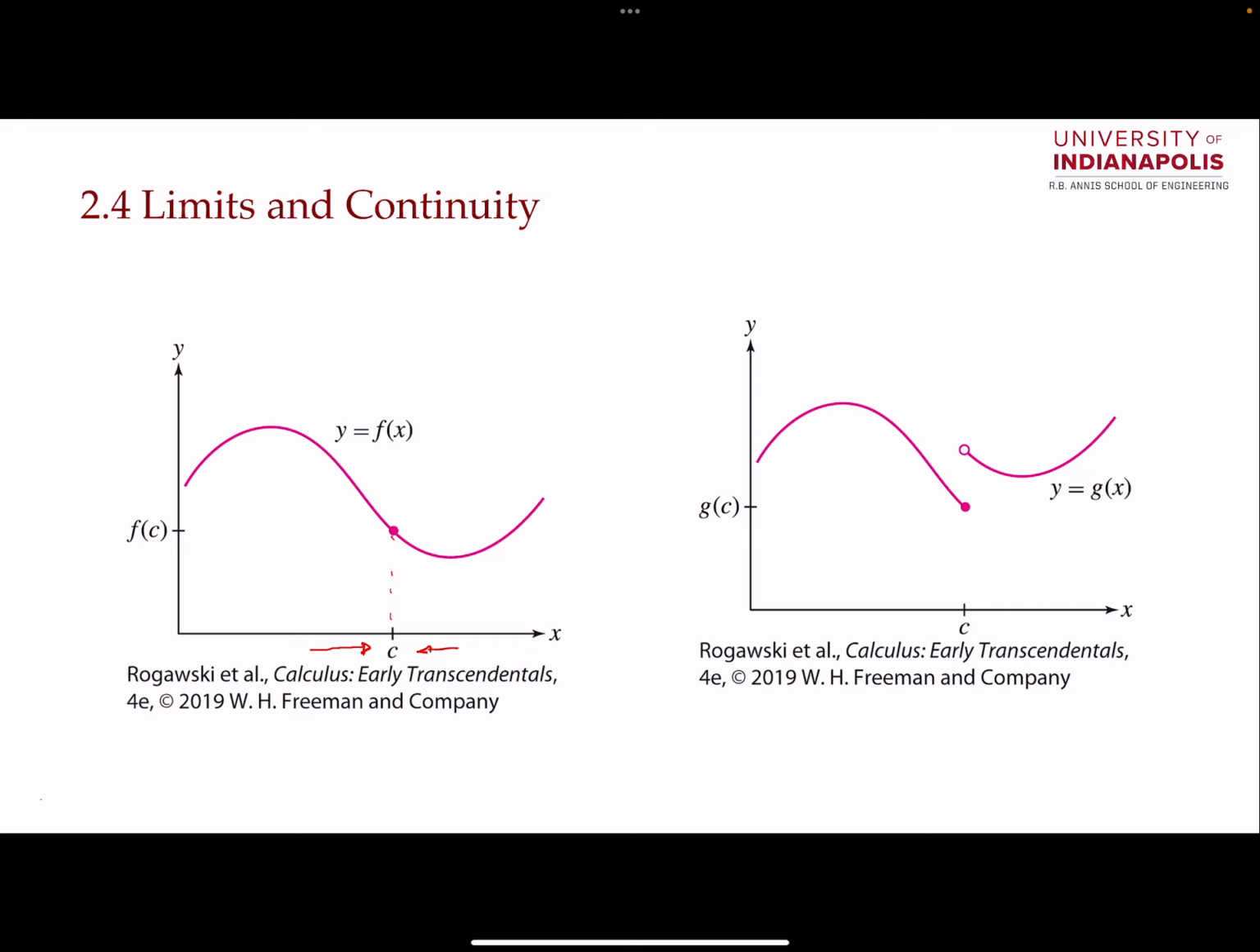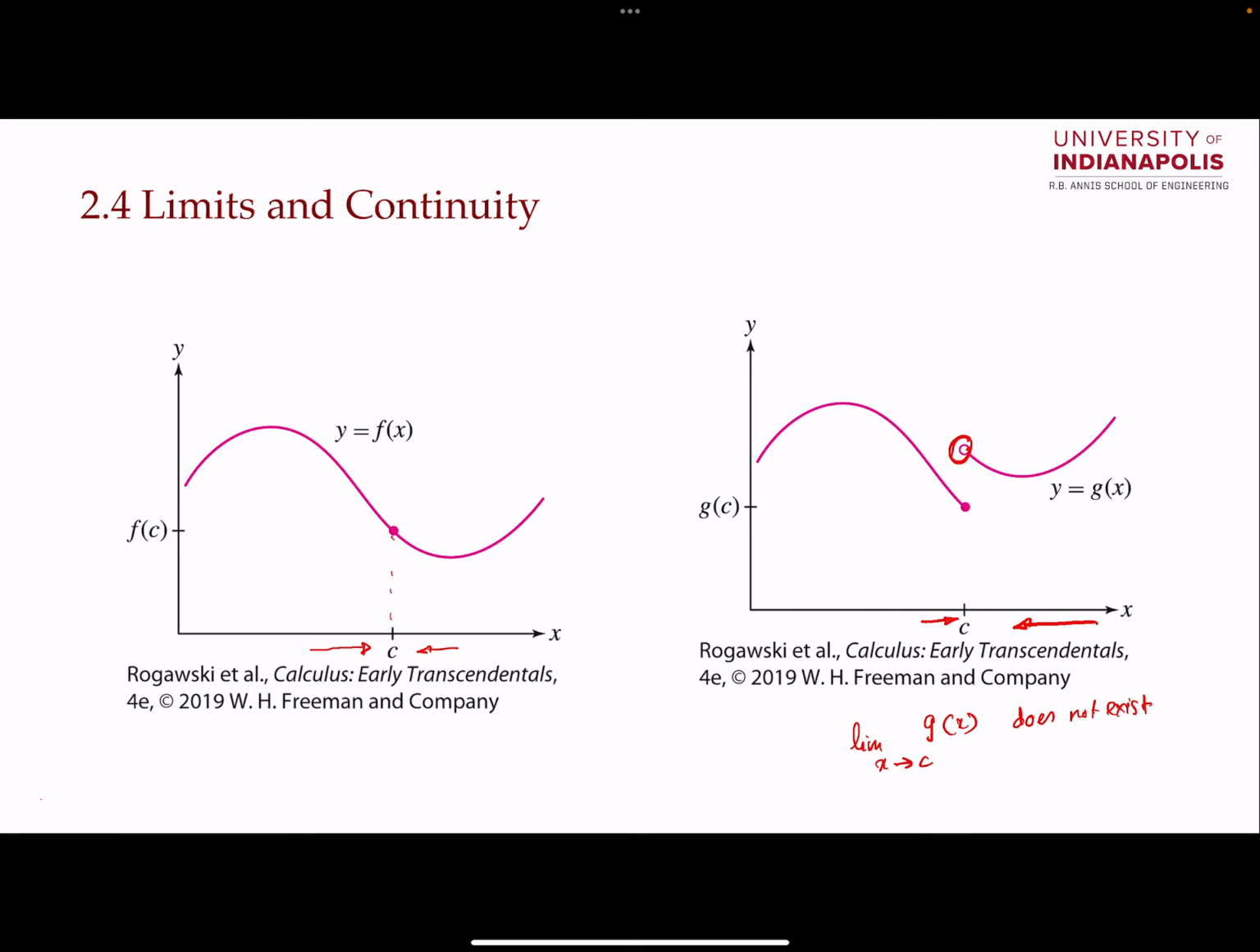Now, in the second case, you can see that the limit exists when you go from the left. The left side limit exists. But when you see the right side limit, at x equals c, the function is not defined. So you don't see any right side limit existence. So basically, the limit as x goes to c of g(x) does not exist, because the left hand limit and the right hand limit are not equal to each other. Therefore, the limit does not exist.